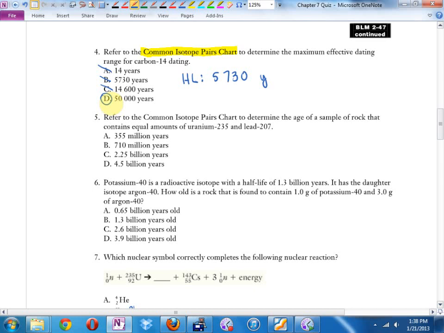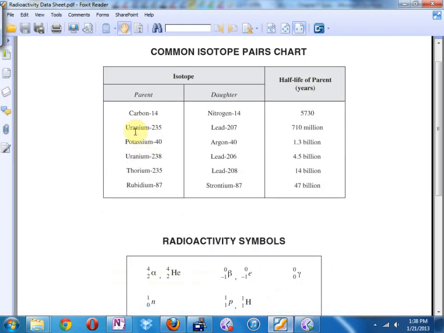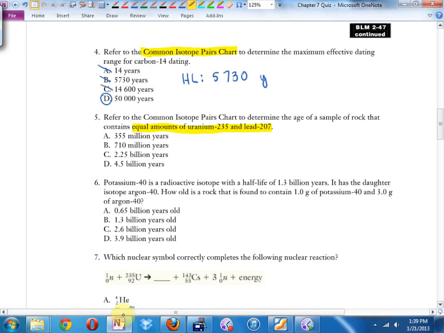Number 5 says, refer to the common isotope chart to determine the age of a sample of rock that contains equal amounts of uranium-235 and lead-207. So uranium-235 decays into lead-207. When will you have equal amounts? When half of the uranium has become lead, when 1 half-life has occurred. How long will that take? 710 million years. Yep. B, 710 million years.